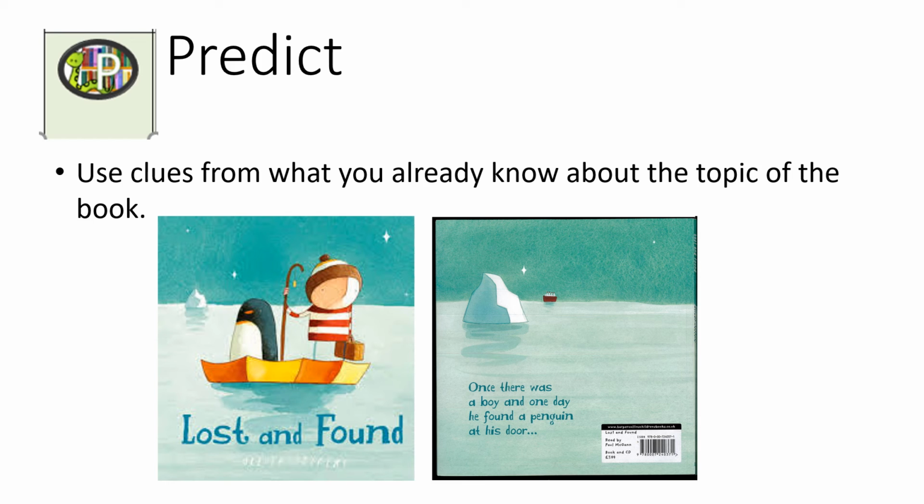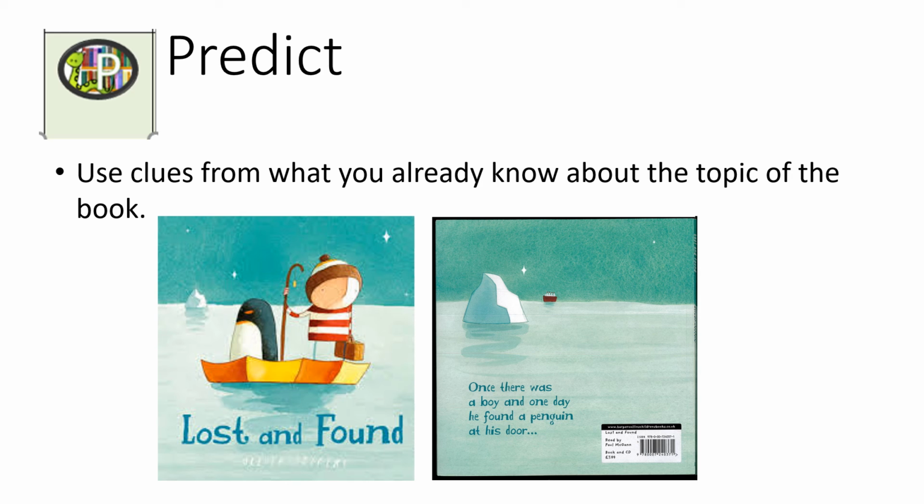Next, we're using clues from what you already know about the topic of the book, so what's happening in the book. Now, you might know something already about penguins. Do you know anything about penguins? Would that help with what might happen in the book? Can you tell what that other thing is on the front? I can see something like a shape, a white shape. What could that be? But you might know that because you know something about penguins. Or you might know something about this lost and found business. So whatever you might know, use that to help you to predict.